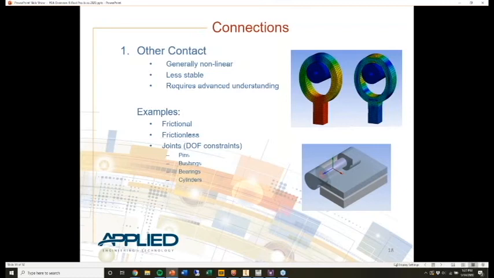And some of them are a little bit more advanced, especially when we get into troubleshooting and getting them to actually work how we want them to work. They can be a little bit more time consuming. Some examples of these other types of contact are frictional and frictionless contact. And you can kind of see the contact in the upper right picture there. We've got a pin that's in contact with the inner race of that ring. And so that would be a very realistic way to set up the contact stress there.